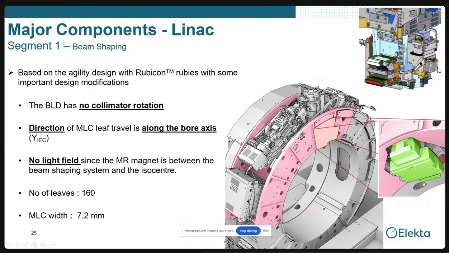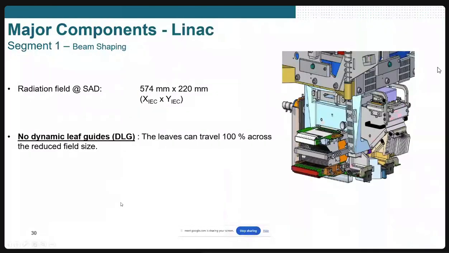And you have the number of leaves, 160, and the MLC leaf width is 7.2 mm. Although it's a 5 mm width, the source to axis distance is 143.2 centimeters. So that's the reason why it becomes 7.2.